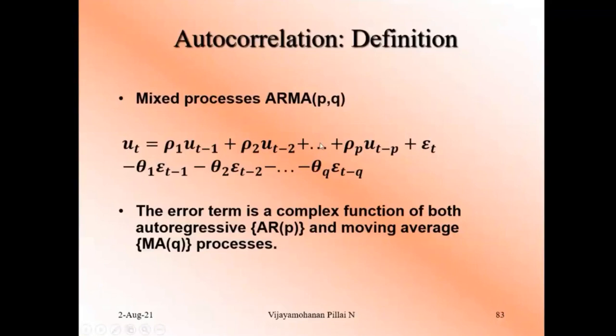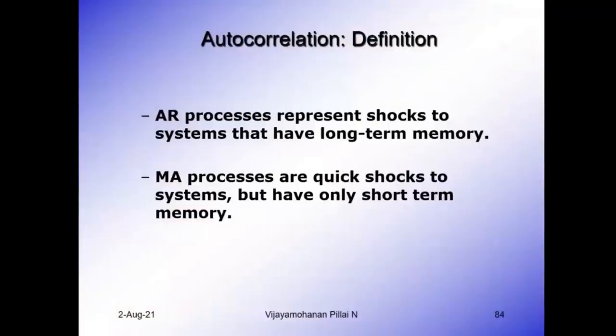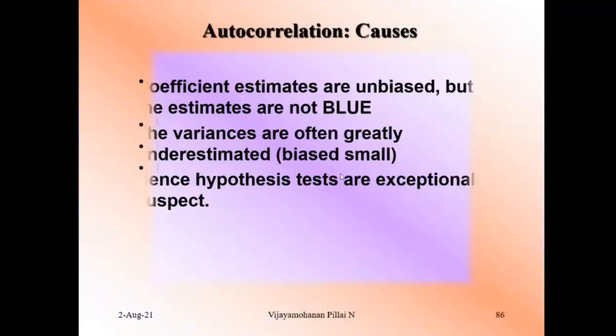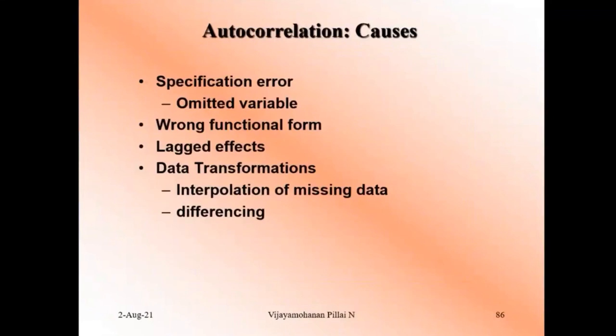So we have already seen this autocorrelation, AR or MA. Now the implications are just like our heteroskedasticity. If there is autocorrelation, then the estimates are still unbiased, but they are not BLUE. That is, they are not efficient ones. The variance of the estimate is not minimum. Now the causes, this also we have already seen in the case of heteroskedasticity. If there is an omitted variable, wrong functional form, or lag effects, or if we are doing some data transformation, that also can cause autocorrelation. For example, differencing can cause autocorrelation.